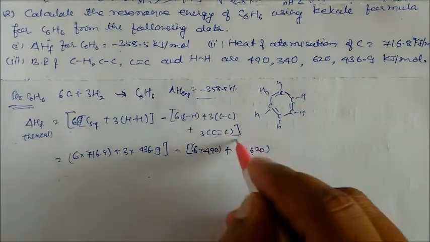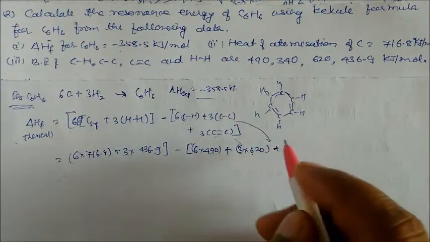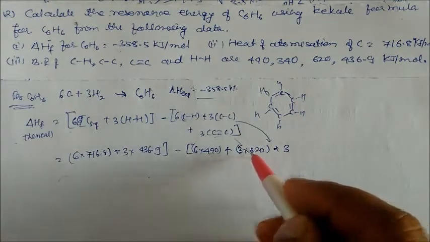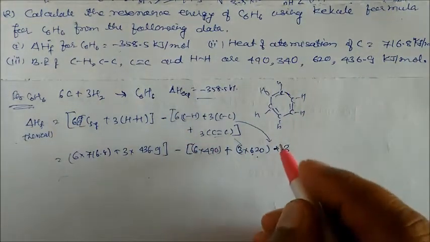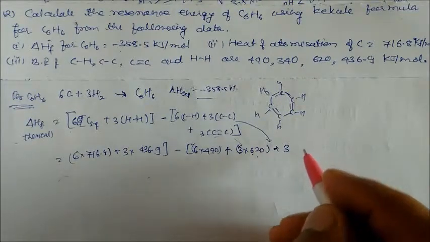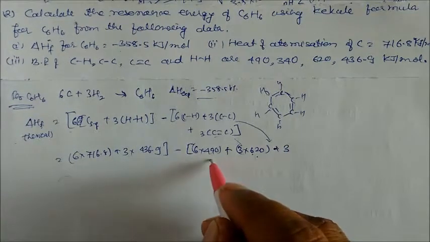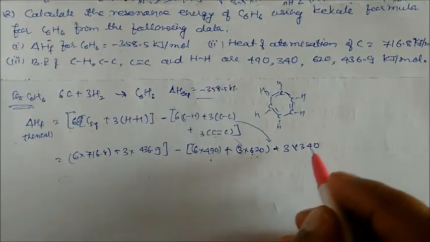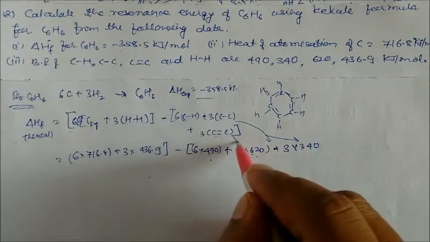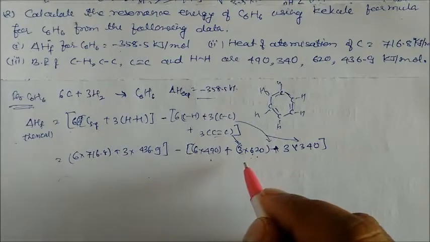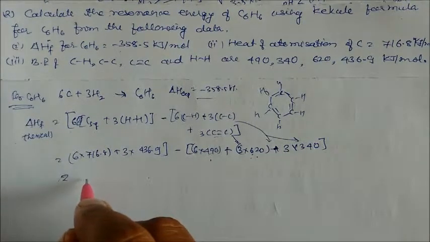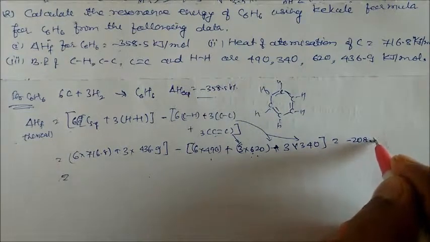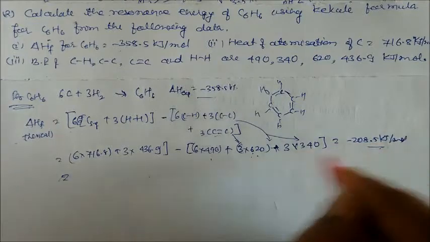For this one, this data is given for carbon double bond carbon. We will write 3 into the carbon-carbon single bond value given here, 600. Carbon single bond is 620, double bond 436.29. So here we write 490, then 660, then 3 into 340. So on solving here, we will get a total of minus 208.5 kilojoule per mole. This is the theoretical value.